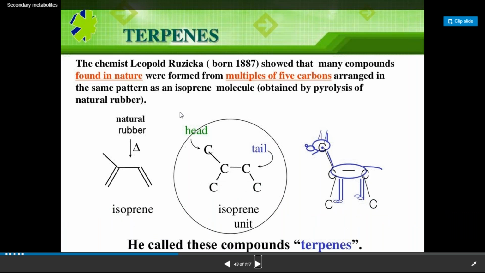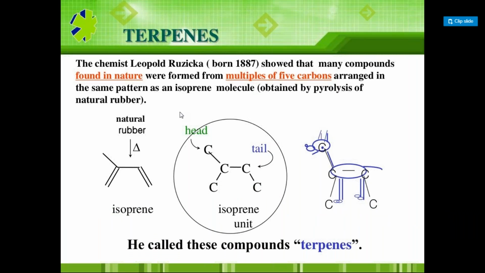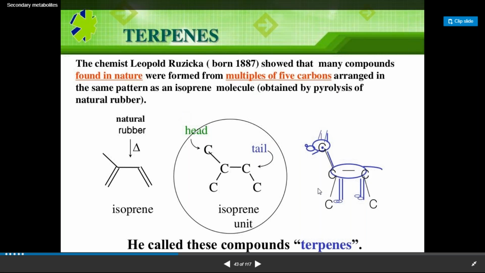A chemist by the name Leopold Ruzicka, who was born in 1887, showed that many compounds found in nature had multiples of 5 carbons arranged in the same pattern as that of the isoprene molecule. And so he called them terpenes, or hemiterpene, or simply terpene. You can see in the slide, head to tail condensation will be there. It takes a chair formation. So this is one isoprene unit which has 5 carbon atoms.